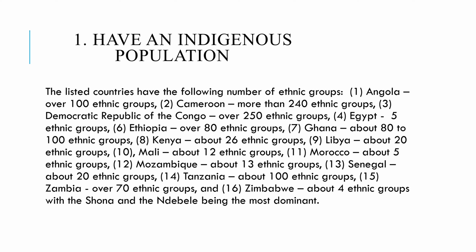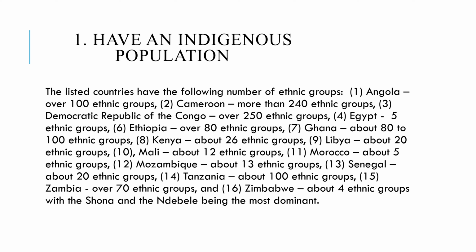Cameroon has more than 240 ethnic groups. Democratic Republic of the Congo has over 250 ethnic groups. Egypt has 5 ethnic groups. Ethiopia has more than 80 ethnic groups. Ghana has about 80 to 100 ethnic groups. Kenya about 26 ethnic groups. Libya has about 20 ethnic groups. Mali has about 12 ethnic groups.